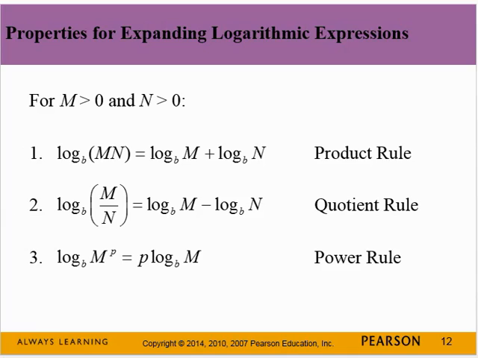This is just a recap of our rules. I would write them down, or take the resource that's posted on the Moodle page. So the product rule is if you're multiplying the log, that really means you're going to add the two separate. If you're dividing, you're really going to subtract. And then if you have the power, you're going to multiply them.